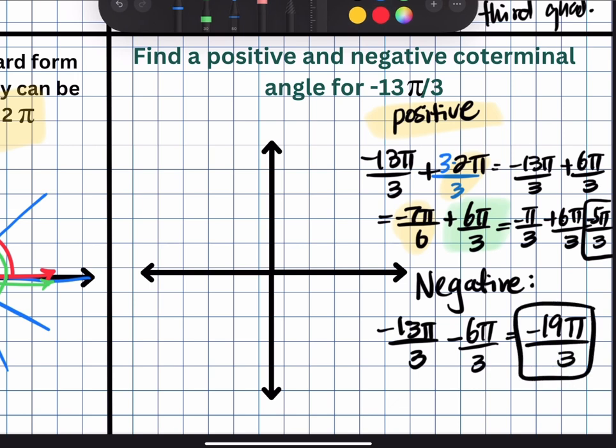Okay, let's go ahead and graph these. So I need a total of, my denominator is 3, double 3 is 6. So I need a total of 6 sections, 3 on the top, 3 on the bottom. And we're going to start with the positive angle of 5 pi over 3. So I need to travel a total of 5 of these sections. 1, 2, 3, 4, 5.